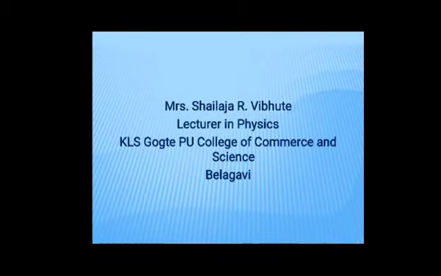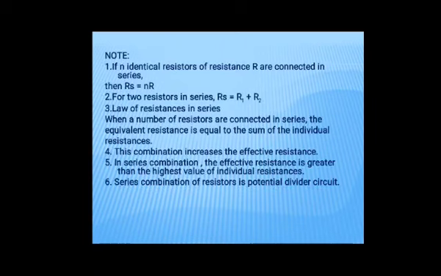In the last video we have learnt when two resistors are connected in parallel, how to get expression for effective or equivalent resistance. When two resistors are connected in series, current remains the same, potential divides, then total resistance is equal to sum of individual resistances. Related to this series combination, there are some points.